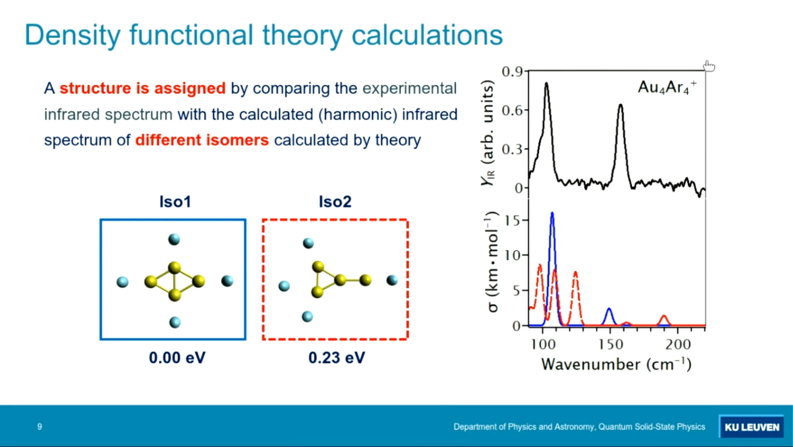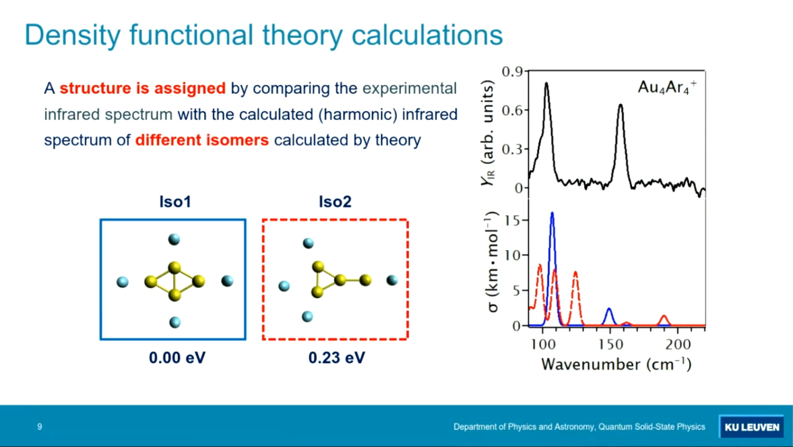And you also have to do calculations for many isomers, and then you also want to do it as a function of size, because we record at the same time the IR spectra of gold 4, gold 5, gold 6, gold 7, and so on. And the more atoms you have in the system, the more isomers, more ways you can arrange the atoms, so sometimes you have many isomers that you have to compute. But that's essentially the idea.